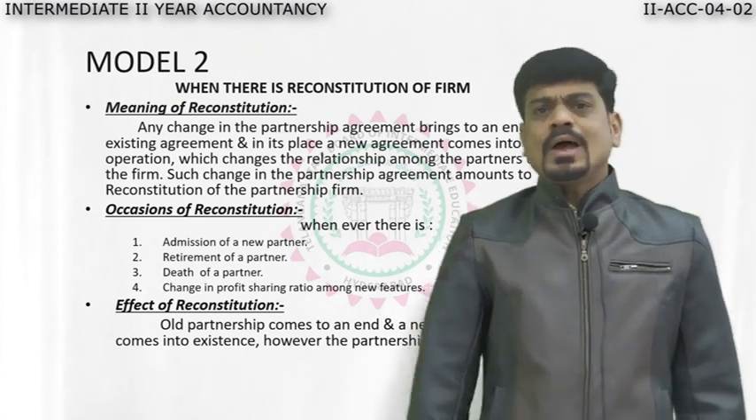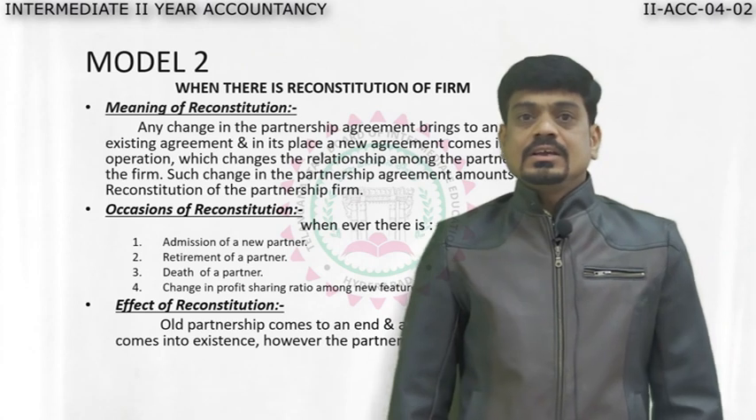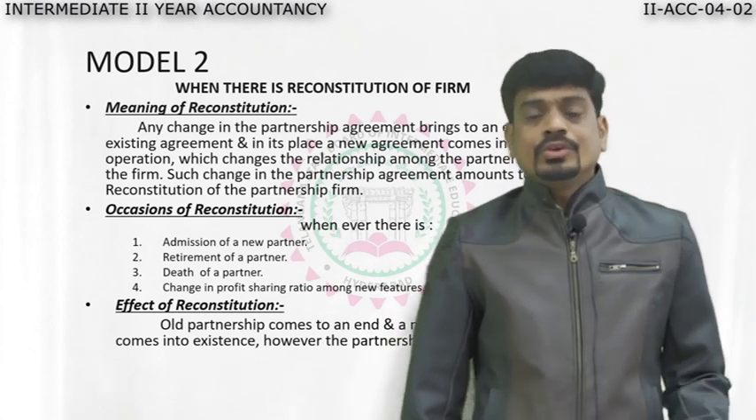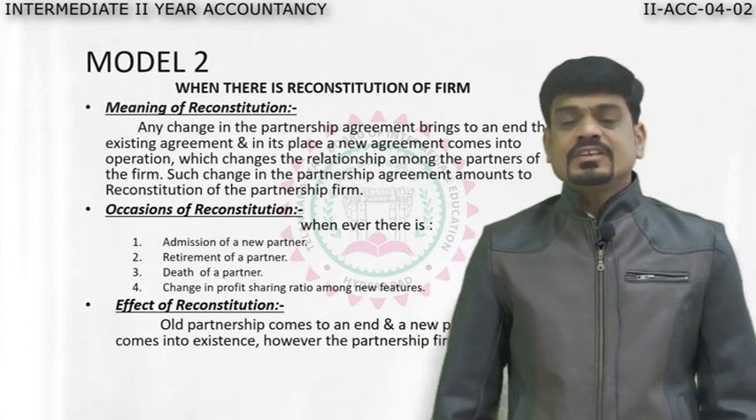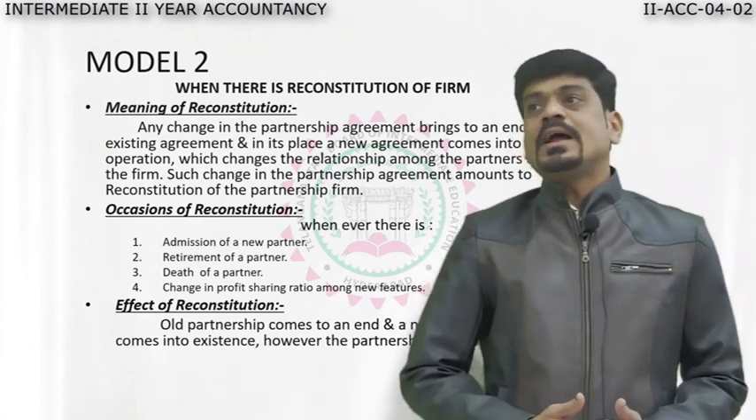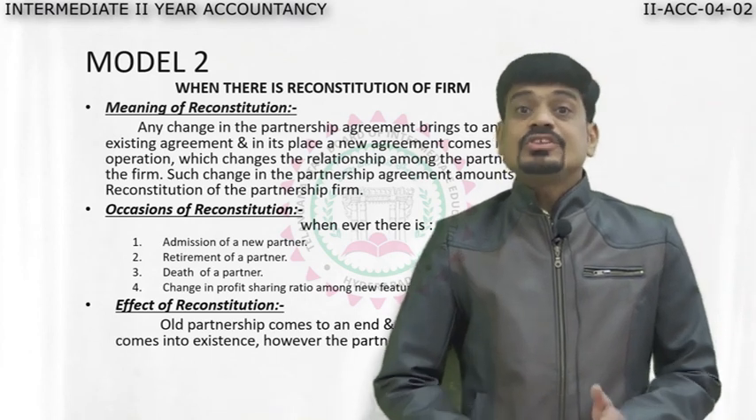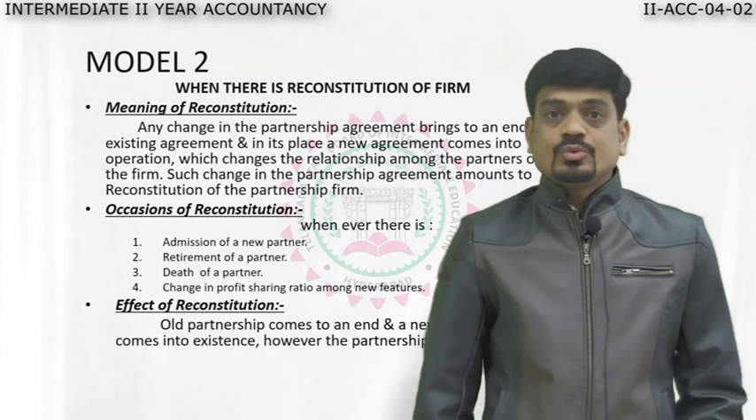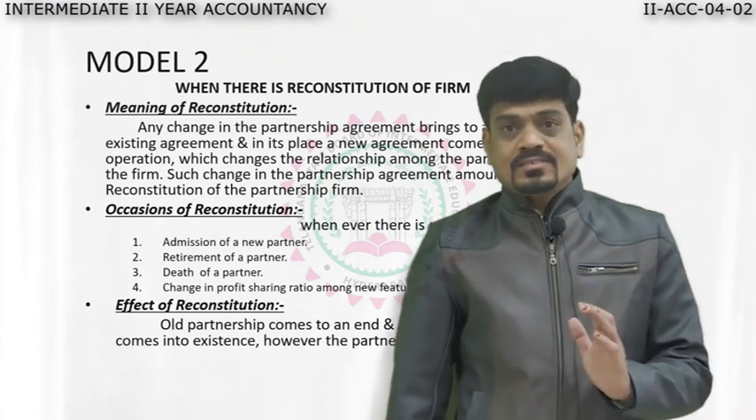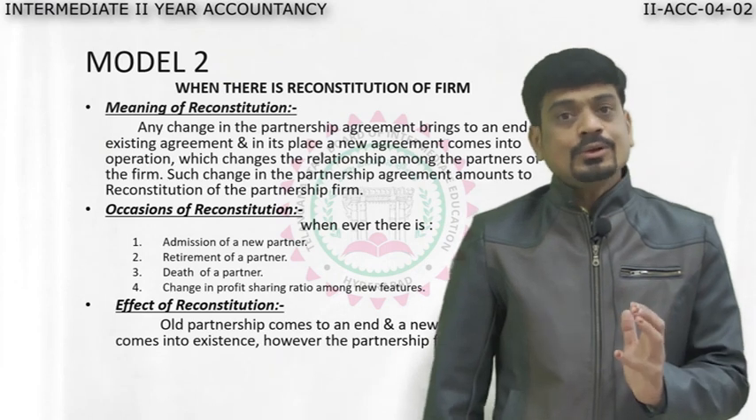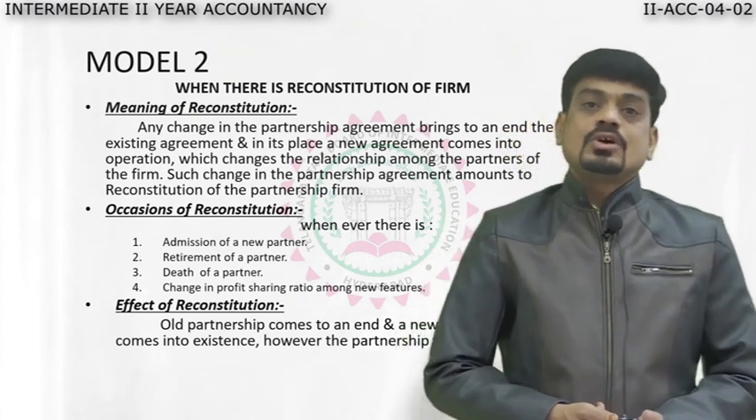Or sometimes there may be 3-4 partners and one partner wants to leave the firm. Similarly, a partner who is doing business along with other partners may die in between. Like that, many instances will come where the composition of partners will change. That is, the firm will change, and that change will lead to a change in the partnership agreement. Whenever the old partnership deed comes to an end, and in its place a new partnership deed or agreement comes into existence, then we call that reconstitution of the firm.